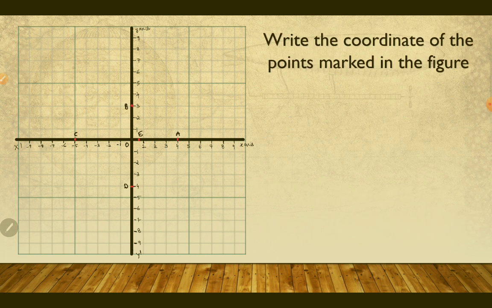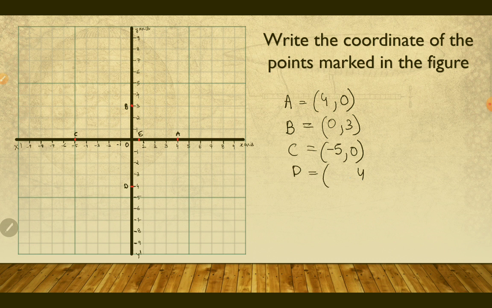Write the coordinates of the point marked in the figure. So A, it's on x-axis, so y is 0. So when y is 0, x is 4. B point, it's on y-axis, so x is 0. And C point, it's on x-axis but negative, so -5, 0. And D point, it's on y-axis, negative -4, but x is 0. And E point, it's between 1 and 0. So it's approximately 2/3, 0.